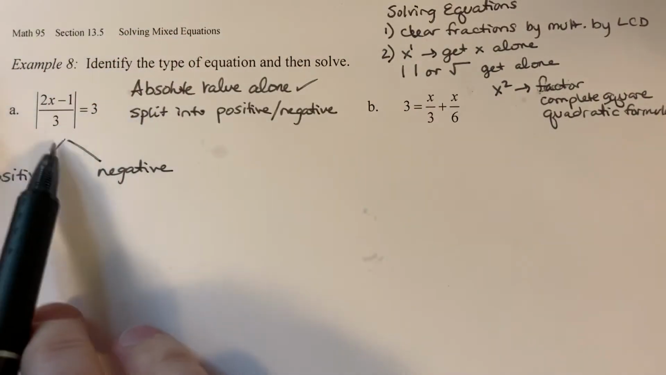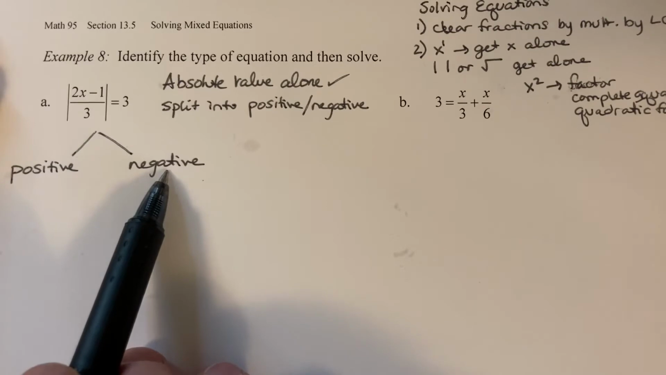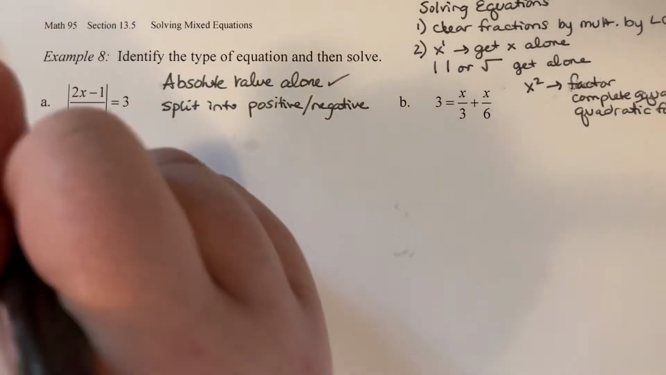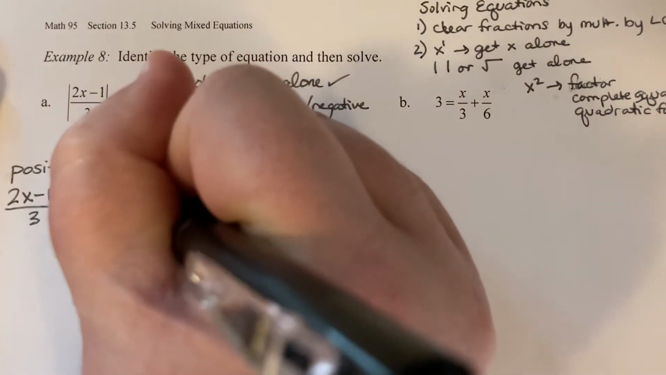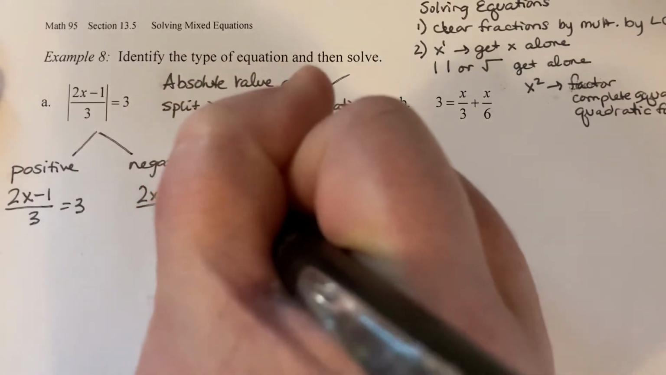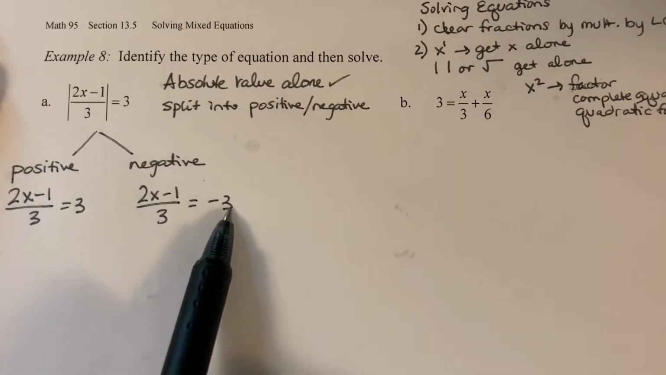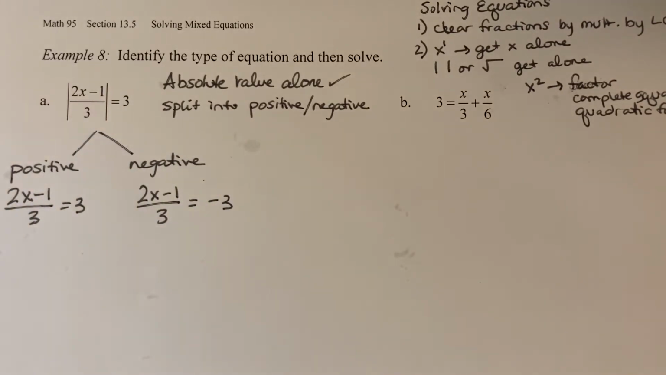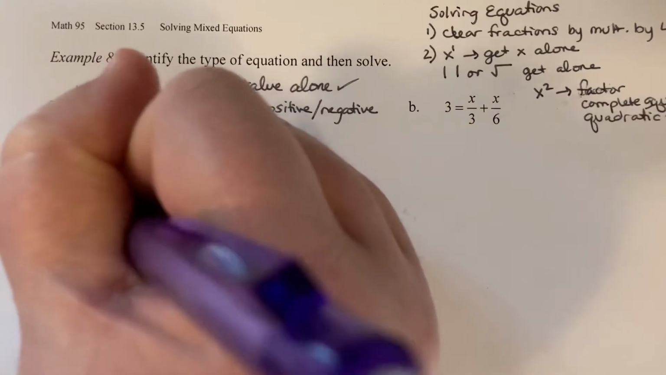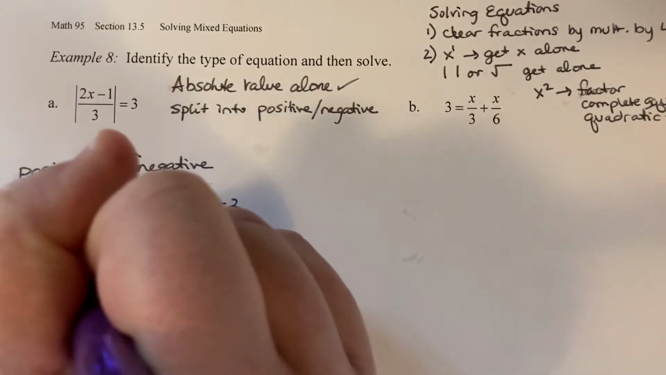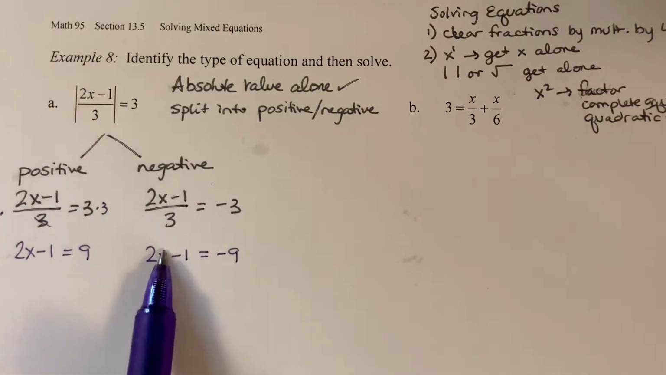Because the fractional part is inside the absolute value, I'm going to wait until I do this split to deal with the fraction. So the positive would just be 2x minus 1 over 3 equals 3. The negative is 2x minus 1 over 3 equals negative 3. It's what's outside the absolute value on the other side of the equation that we're making positive or negative. In both cases, I'm going to multiply both sides by 3 to get that fraction out of there. So I get 2x minus 1 equals 9, or on this side 2x minus 1 equals negative 9.